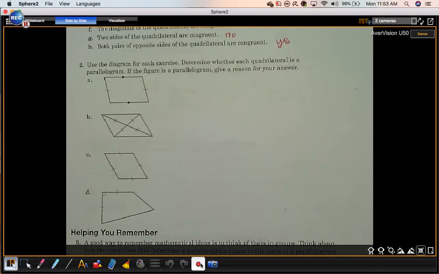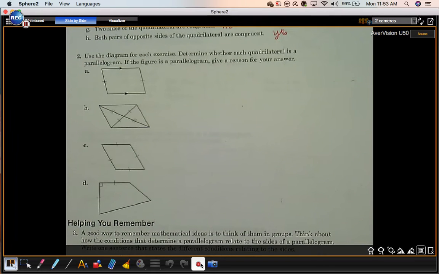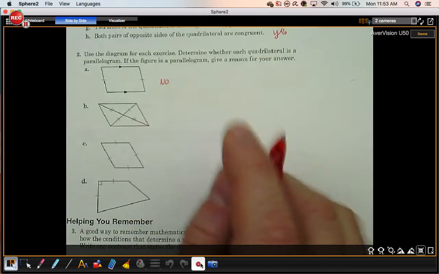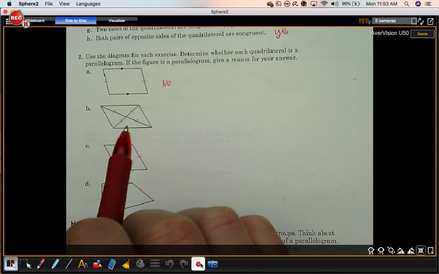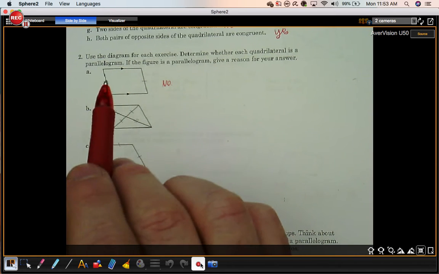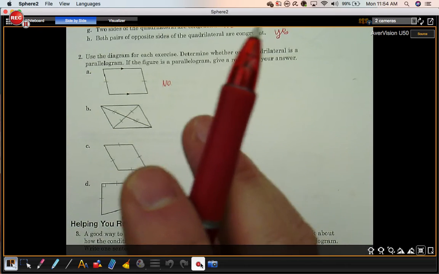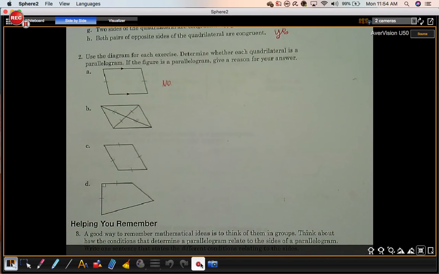Number 2, use the diagram for each exercise. Determine whether each quadrilateral is a parallelogram. If the figure is a parallelogram, give a reason for your answer. This one's going to be no. We have a pair of opposite sides parallel. We have a pair of opposite sides congruent, but it's got to be the same opposite sides that are both parallel and congruent.